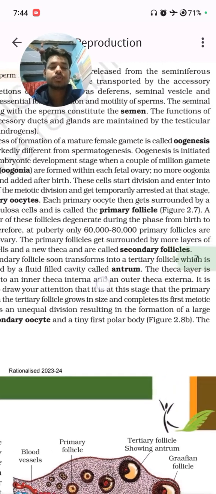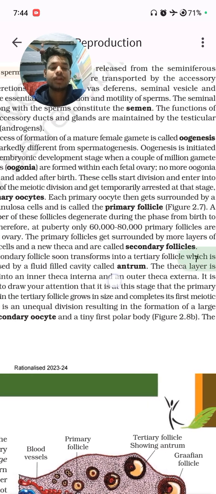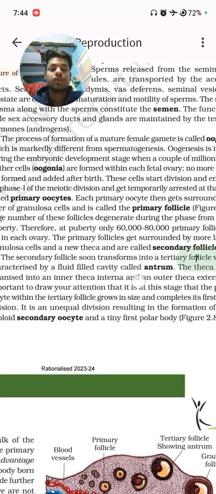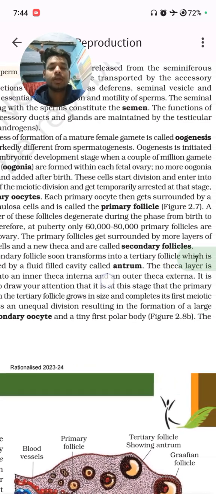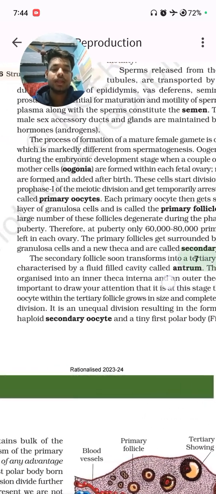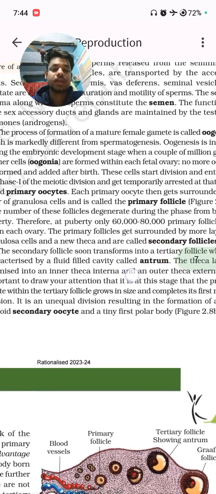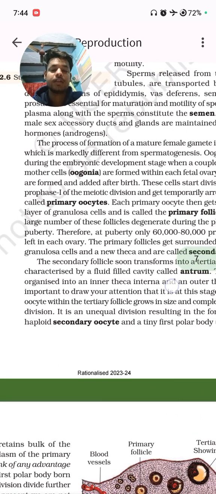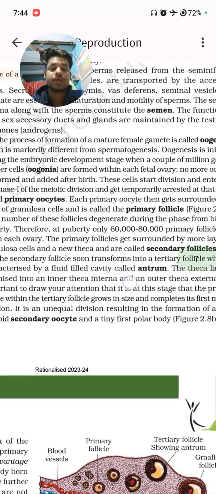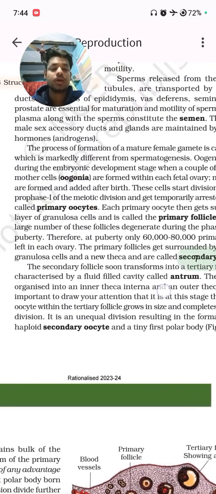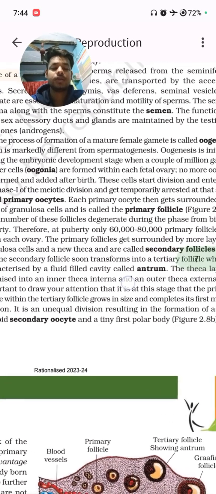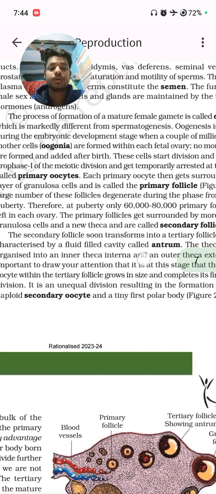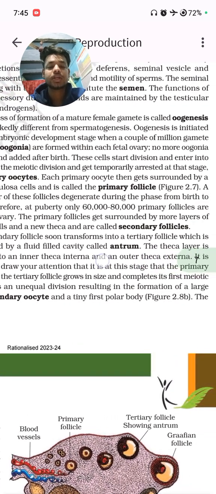Each primary oocyte then gets surrounded by a layer of cells called granulosa cells, and it is called the primary follicle, Figure 2.1. A large number of these follicles degenerate during the phase from birth to puberty. Therefore, at puberty, 60,000 to 80,000 primary follicles are left in each ovary. The primary follicles get surrounded by more layers of granulosa cells and a new theca and are called secondary follicles.